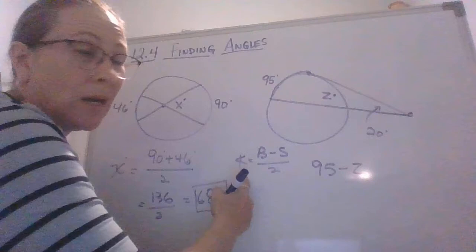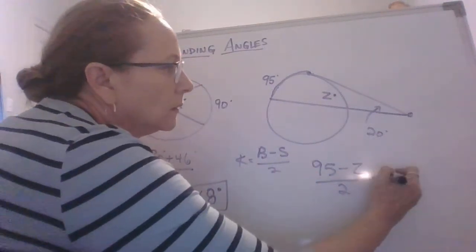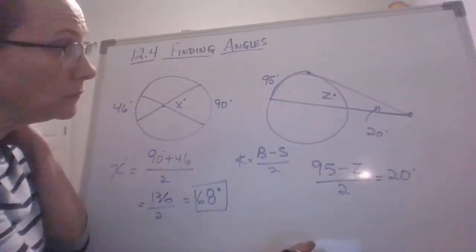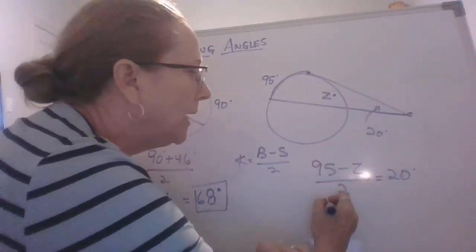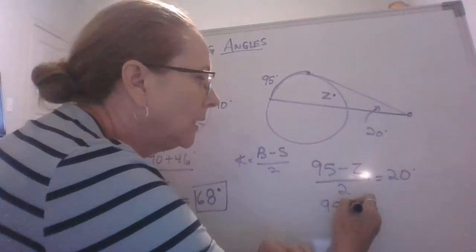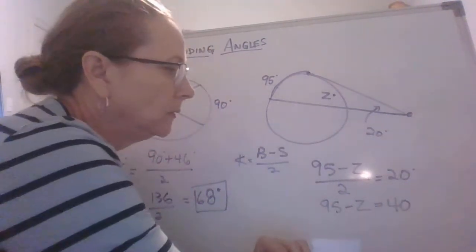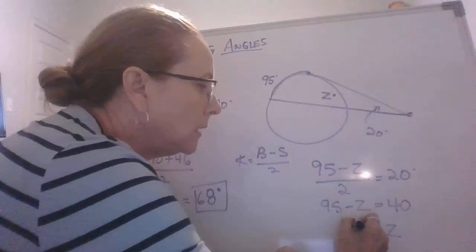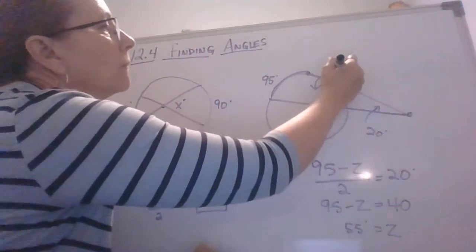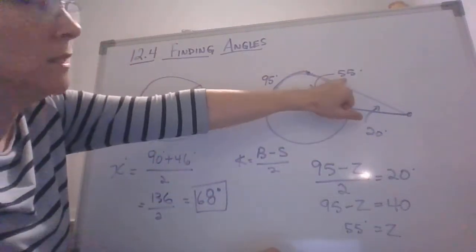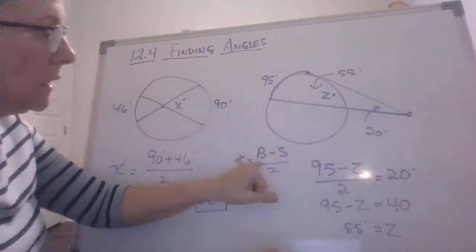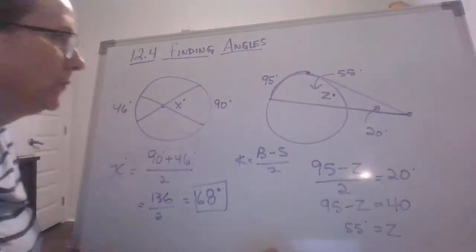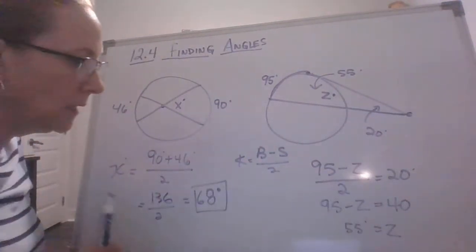Notice we're not solving for the angle this time. The angle is given. Our angle is 20 degrees. So I'm actually doing a little working backwards for the algebra. Multiplying by 2 on both sides, this 2 goes away, and 95 minus Z is equal to 40. So Z, I just moved it over, so now it's positive. Subtract the 40. Z is 55 degrees. We can sort of check that. 95 minus 55 is 40. 40 divided by 2 is 20. That works.